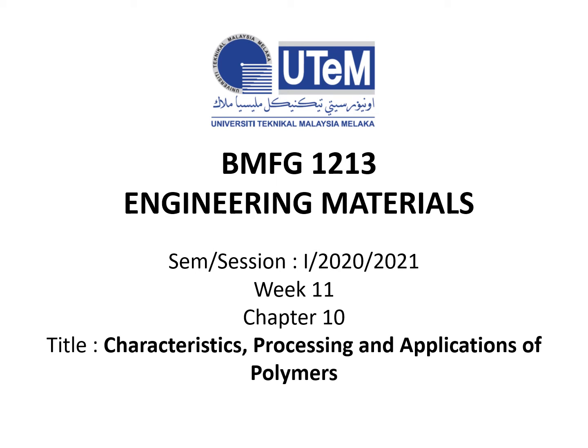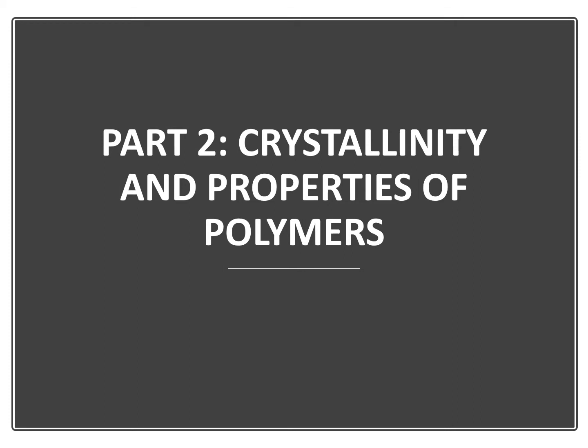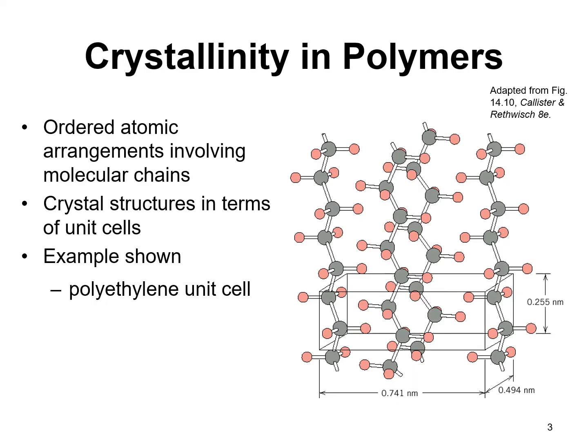For this week, we will be discussing chapter 10 on the characteristics, processing and applications of polymers. We have now come to the second part of the chapter, that is focusing on the discussion in terms of the crystallinity of polymers and the properties of polymers, emphasizing the thermal and mechanical properties of polymers. The last part on the structure of polymer is about the crystallinity in polymers.